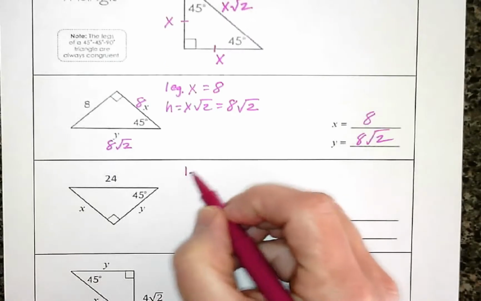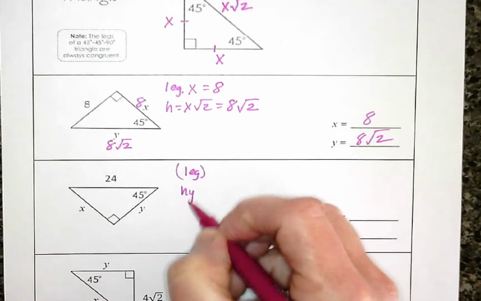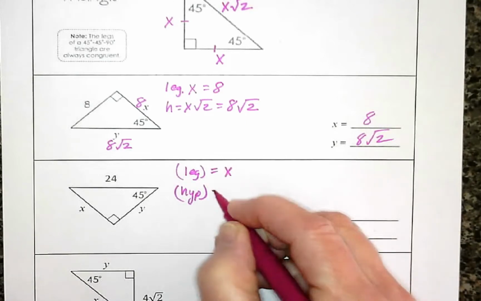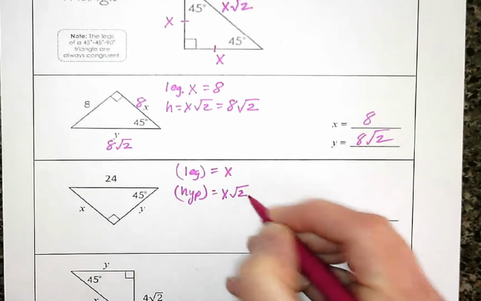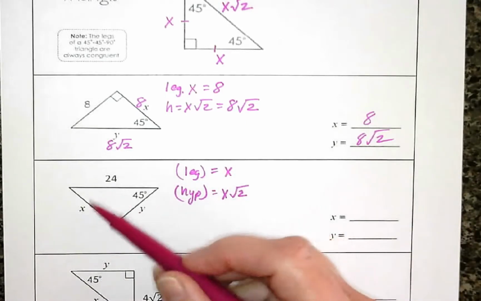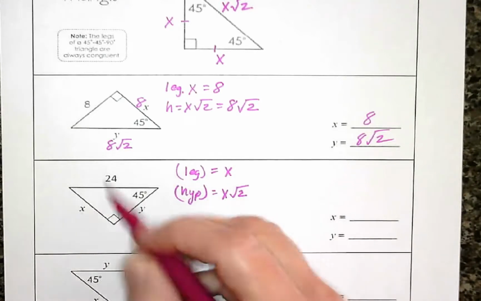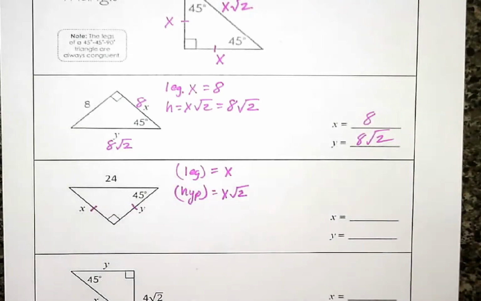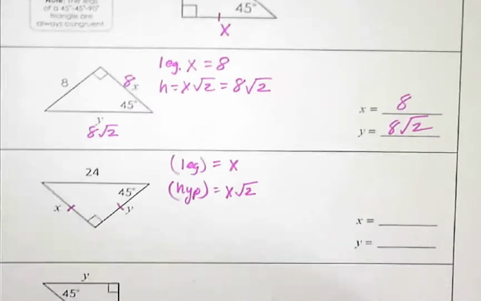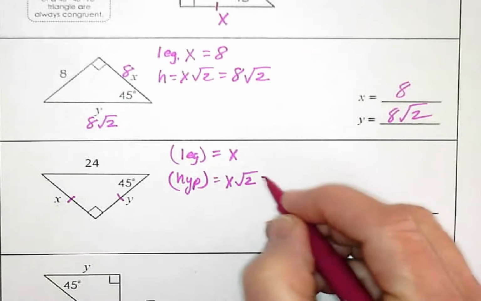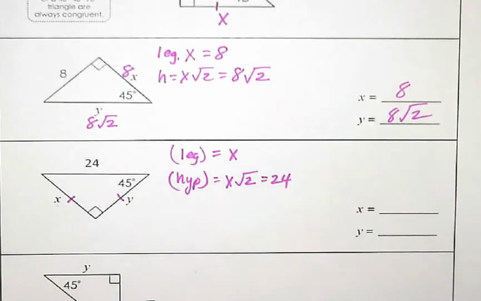Okay, let's go to the second one. If you have to, maybe do this in front so you can keep things straight. x is the leg, and x square root of 2 is your hypotenuse. When I look at my picture here, the two sides marked are my two legs, and maybe I even want to do this to keep them separate from everything else. 24 is my hypotenuse, so I know this is going to equal 24.